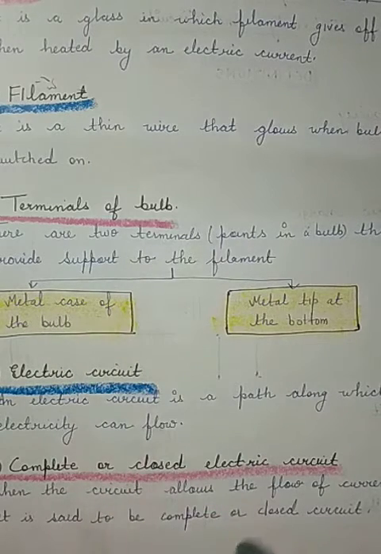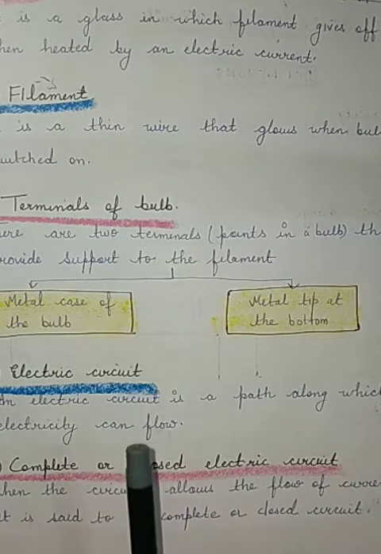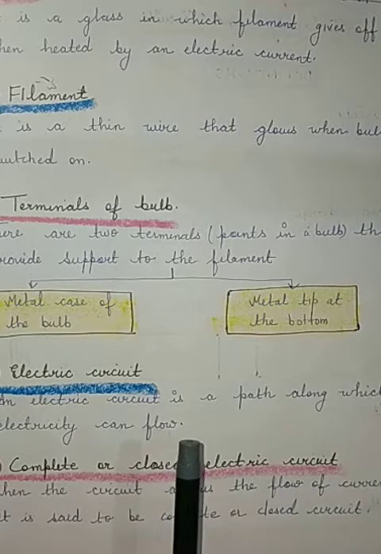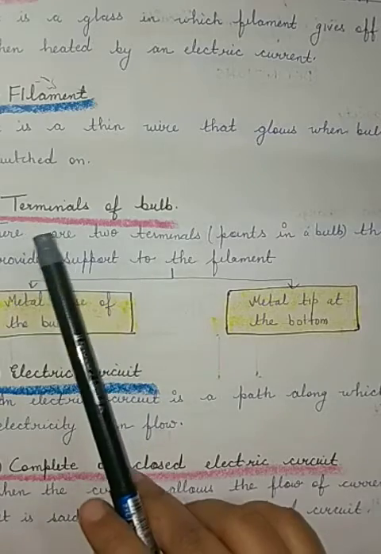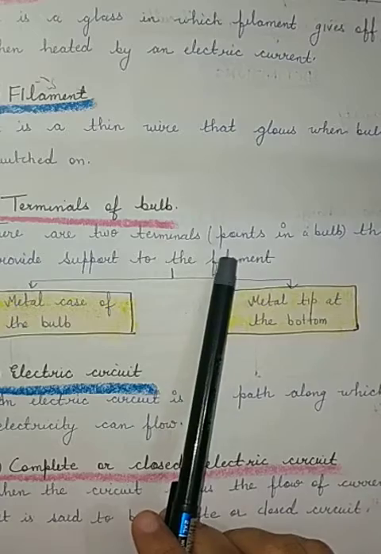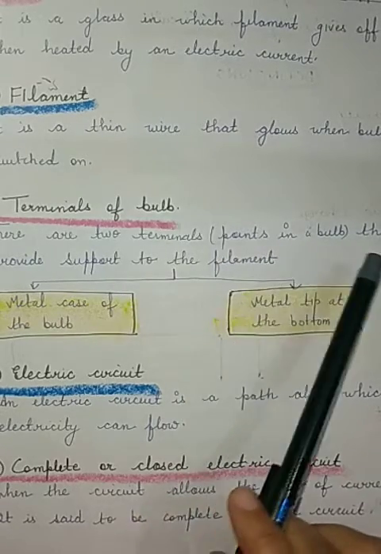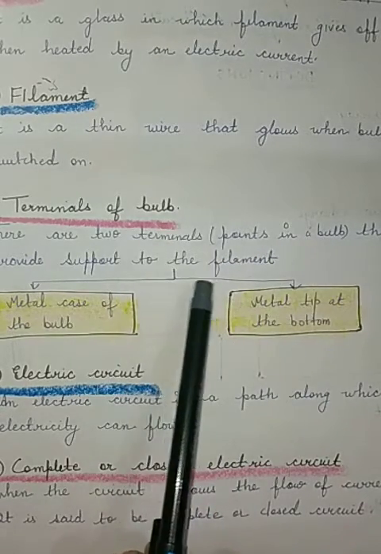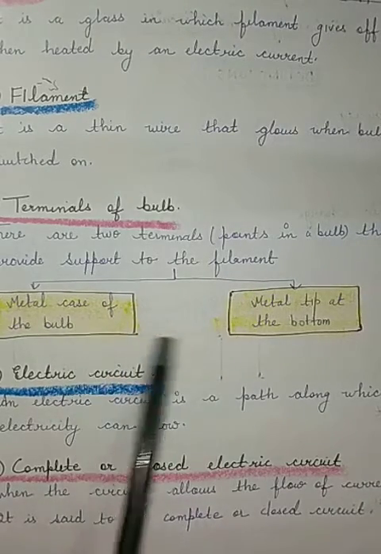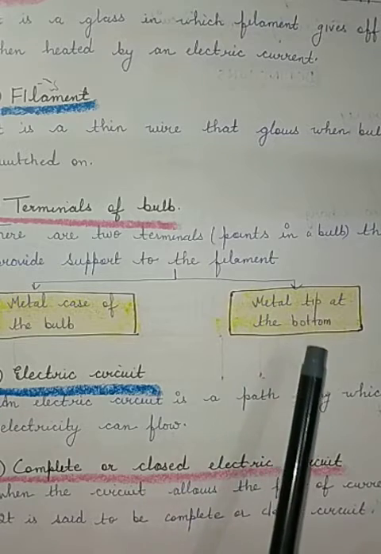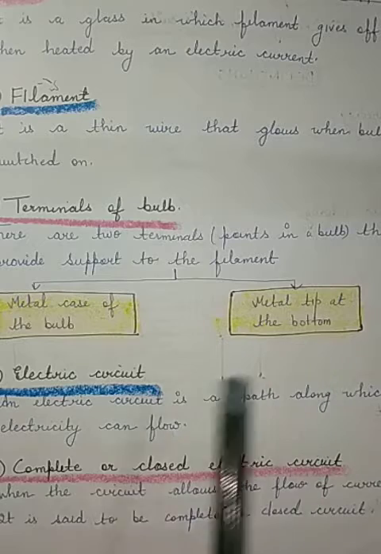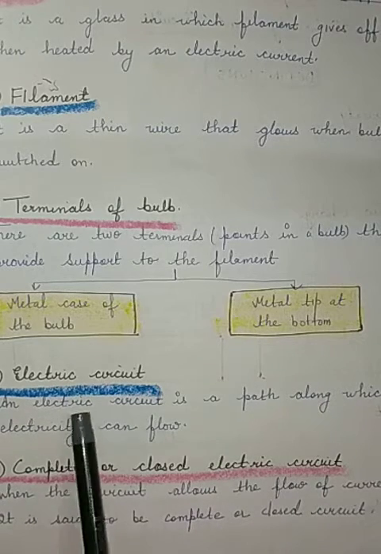Next is terminals of the bulb. As there are two terminals of an electric cell, in the same way there are two terminals of a bulb also, which support the filament of the bulb. What are terminals? They are the points in a bulb that provide support to the filament. And what are those two terminals? One is the metal case of the bulb and the other is the metal tip of the bulb, which is present at the bottom of the bulb.